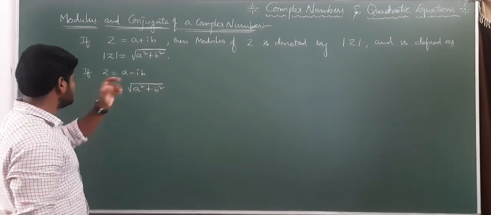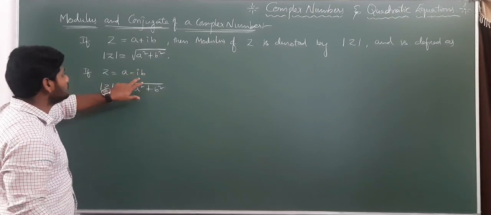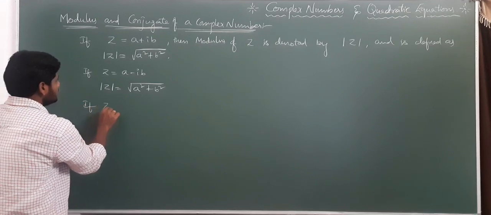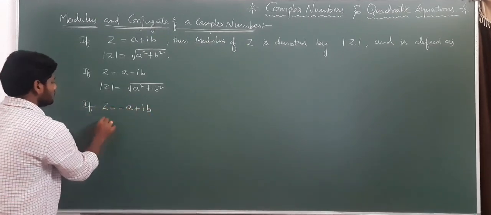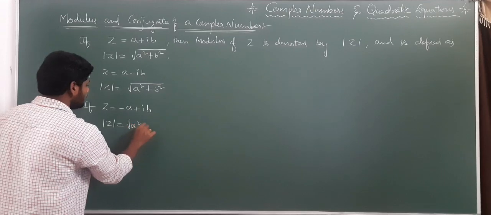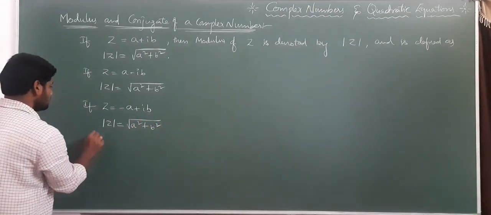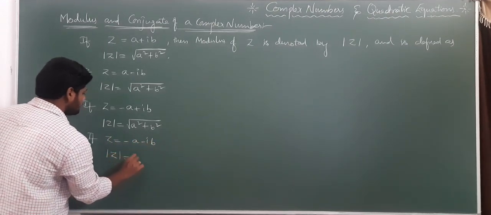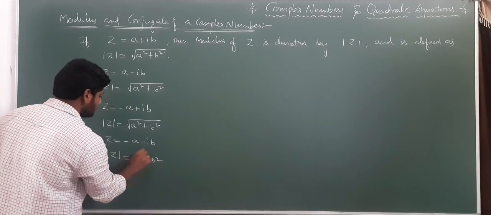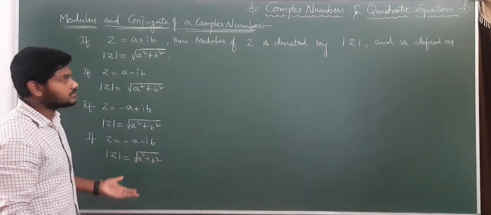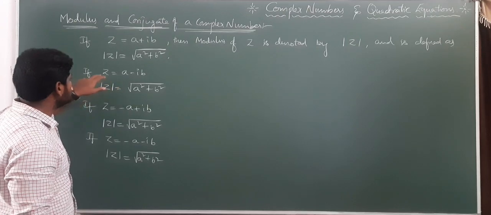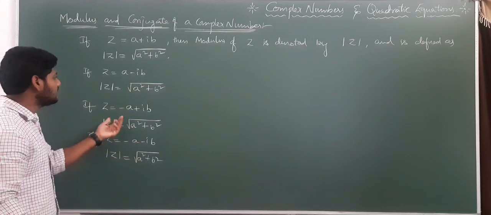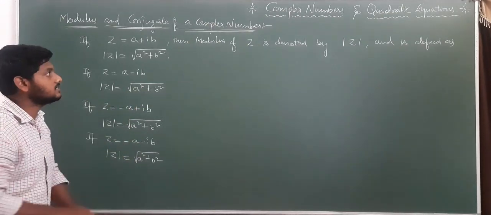Why? Because here it is a square plus b square, and here b is minus b. Minus b whole square is nothing but b square only. Like that, if z is equal to minus a plus ib, then modulus of z is the square root of a square plus b square only. Here also the same formula. And if z is equal to minus a minus ib, then also modulus of z is the square root of a square plus b square only. Why does that formula stay the same even when the signs of the real part and imaginary part change? Let us discuss that in the Argand plane.